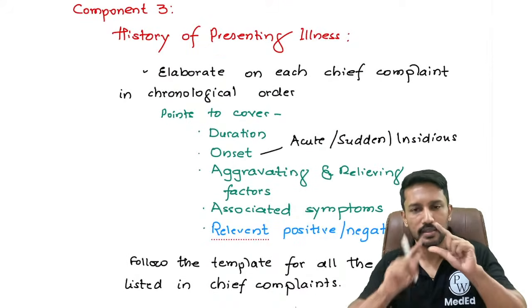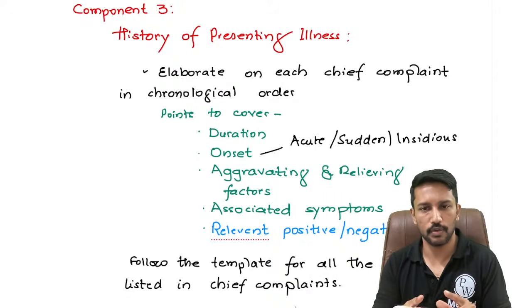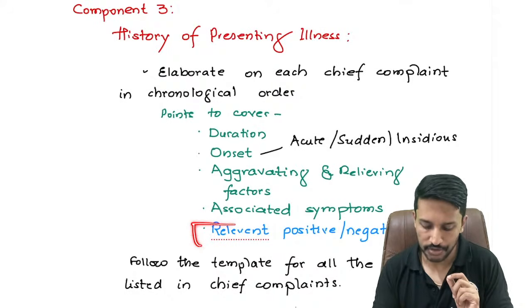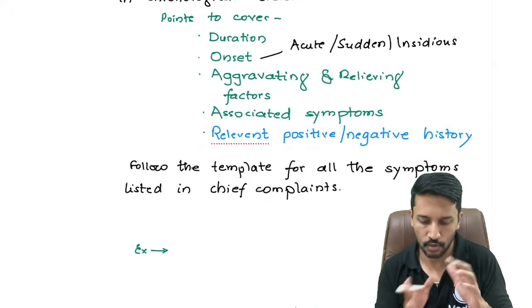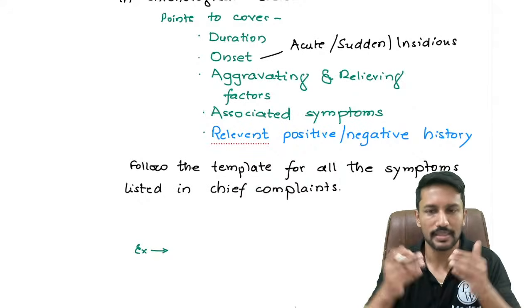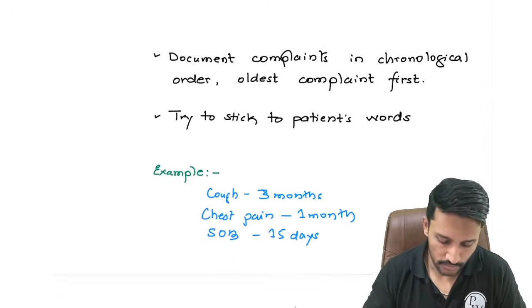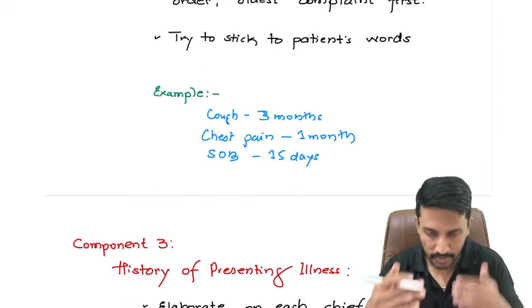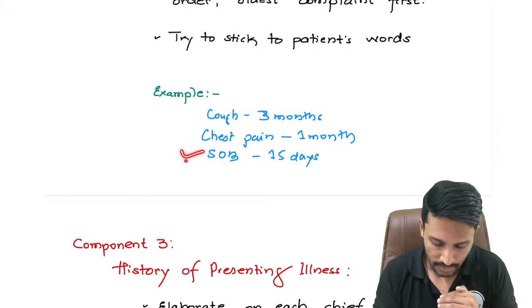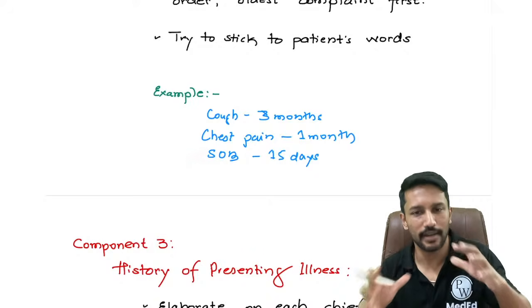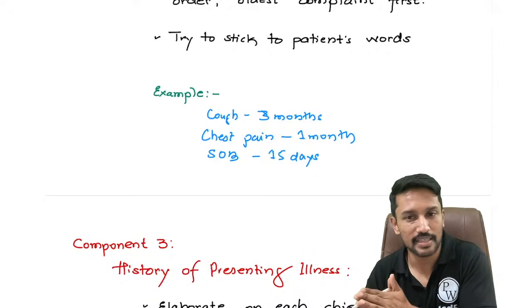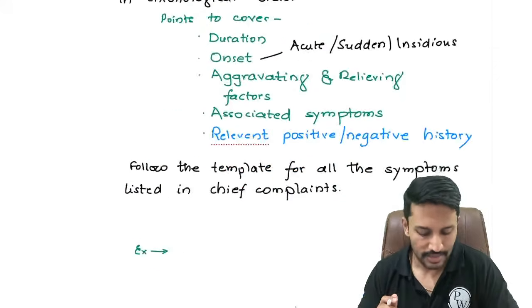Every complaint, give the details in the template I have given you, and at the end of it, ask the questions for ruling in or ruling out the differential diagnosis. The next complaint that we have listed in the chief complaints, whatever is the second complaint, will be elaborated in the same manner. The next complaint in the same manner. So at the end of it, when all the complaints are described, history of presenting illness ends.